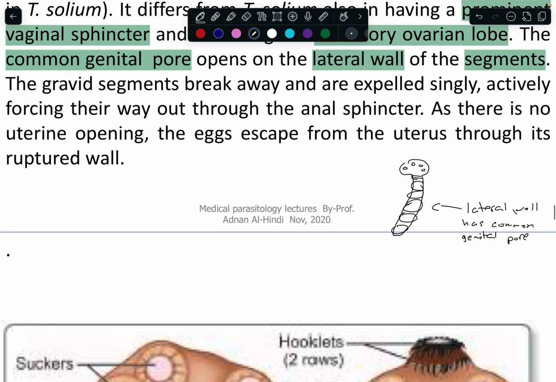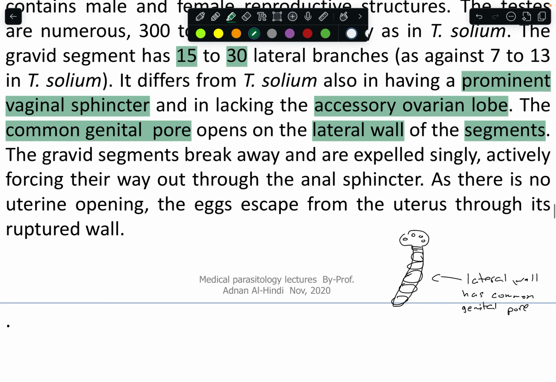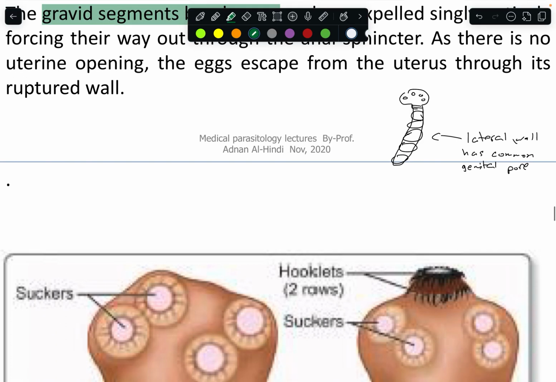The gravid segments break away and are expelled singly, actively forcing their way out through the anal sphincter. As there is no uterine opening, the eggs escape from the uterus through its ruptured wall. Let's get this straight: when the gravid segments break away, they are expelled singly, actively forcing their way out through the anal sphincter. Because there are no uterine openings, the eggs escape through the ruptured wall. They break through the body.